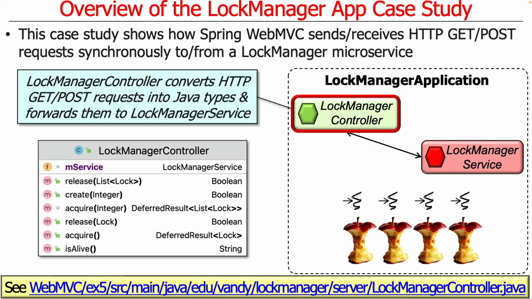The most interesting difference here is that acquire returns something called a deferred result. And a deferred result is a clever Spring mechanism that allows synchronous servers to be able to move the computation off of the incoming servlet thread. So you can have more processing without chewing up servlet threads. And we'll see how that works when we get to look at the code.